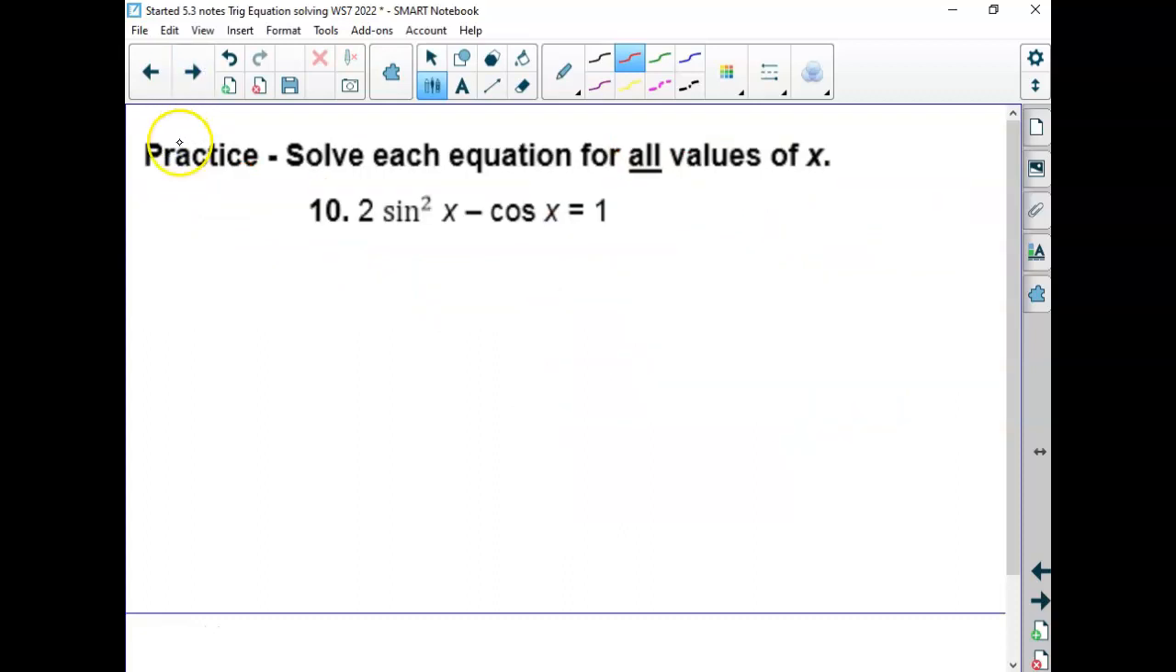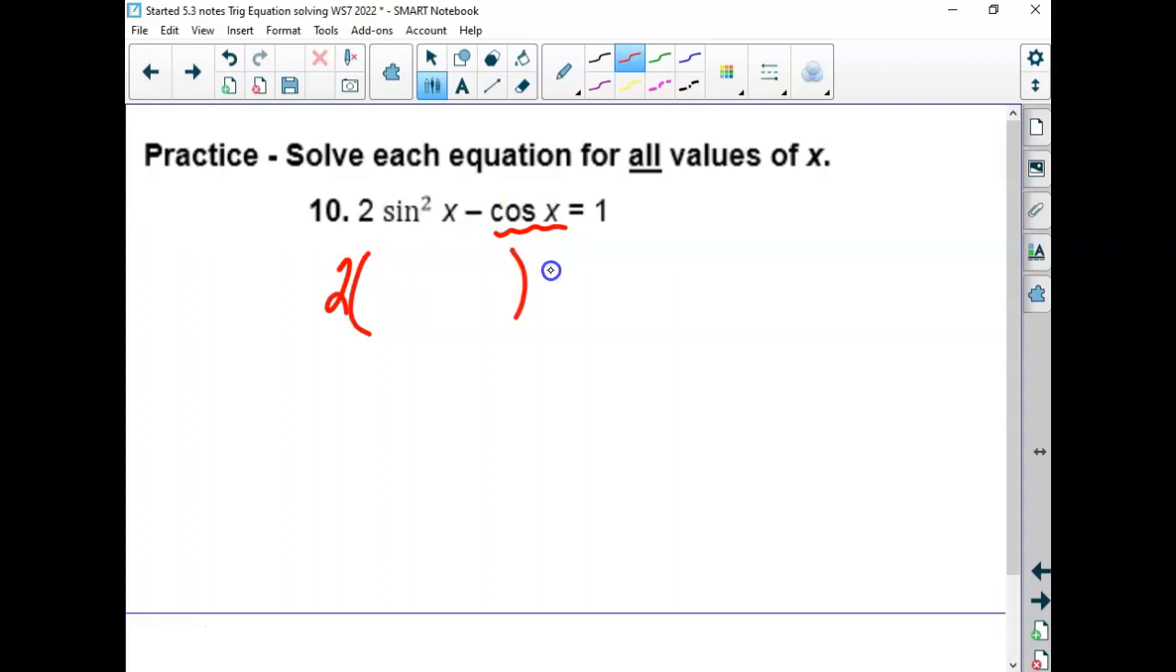Okay. Number 10, this is where we have to do a trade. Does anybody remember what I said a minute ago? When you have a plain function without a squared, you can't get rid of it, okay? So how could I get rid of a sine squared so that everything only had cosines?